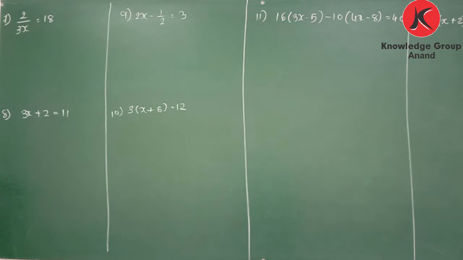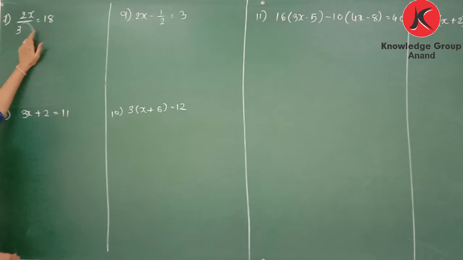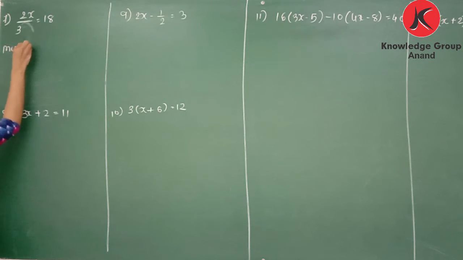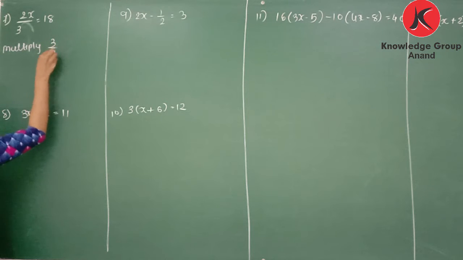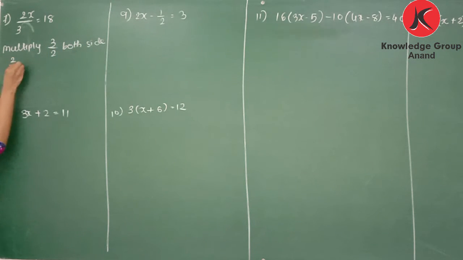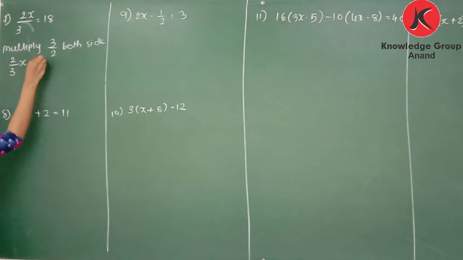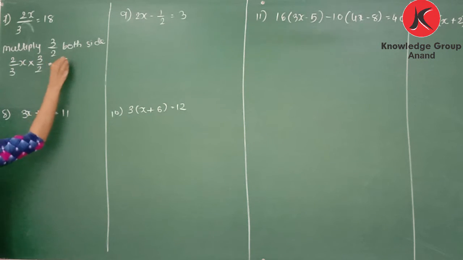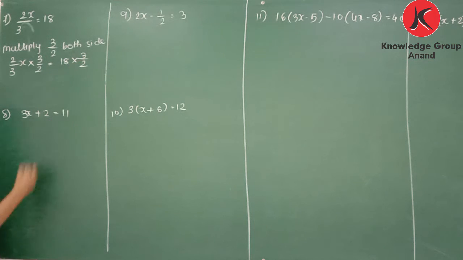Now next example. 2 by 3 x is equal to 18. So here 2 is in a multiplication with x and 3 is in a divide. So we need to apply the inverse function. 3 needs to be multiplication and 2 will be in a divide. So we can write multiply 3 by 2 both sides. So we will have 2 by 3 x multiply 3 by 2 is equal to 18 multiply 3 by 2.